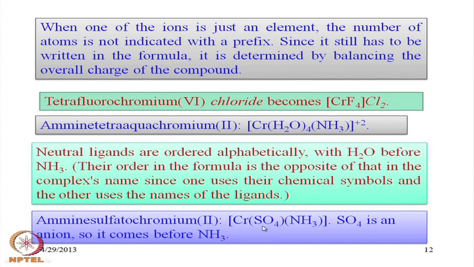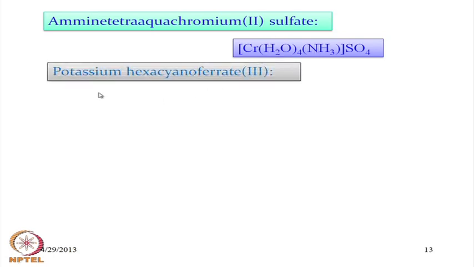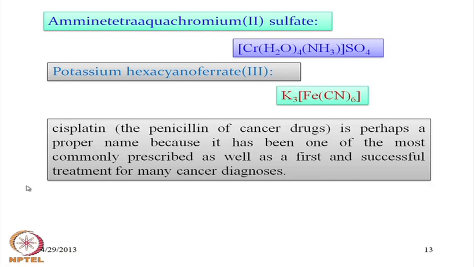So, sulfate is in the coordination sphere. So, we go for the corresponding sulfate name first. So, amine sulfatochromium 2, when we write the formula. Similarly, amine tetraacochromium 2 sulfate is also like this. So, amine will come next, water will come first, then potassium hexacyanoferrate, we have discussed it. Then we will have another molecule which is cisplatin, and we will discuss in our next class.